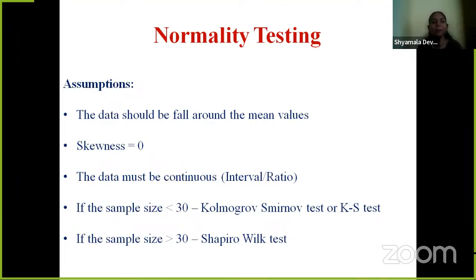Very simple thing is, in order to test the normality, you should have a continuous variable. If it is a continuous variable, then you can go for normality testing. But you have to check the sample size. If it is a large sample, then Shapiro test. If it is a small sample, Kolmogorov test.